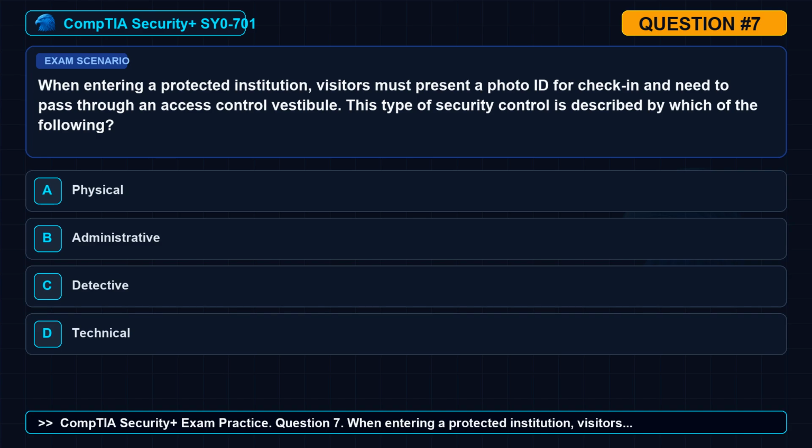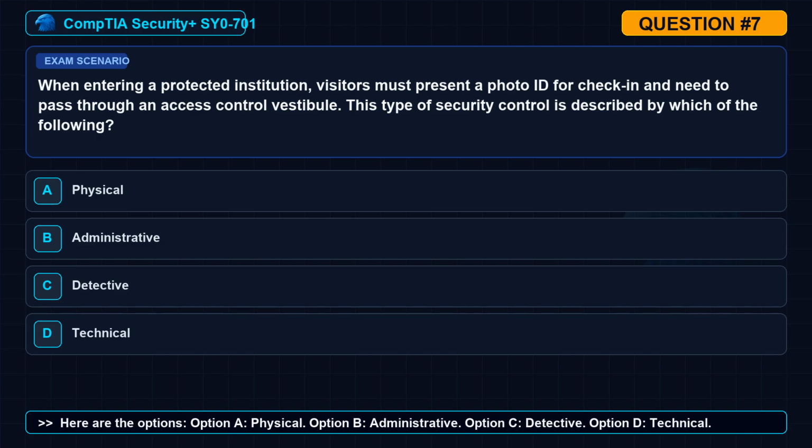CompTIA Security Plus Exam Practice. Question 7. When entering a protected institution, visitors must present a photo ID for check-in and need to pass through an access control vestibule. This type of security control is described by which of the following?